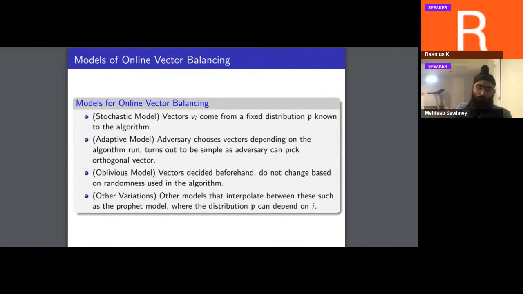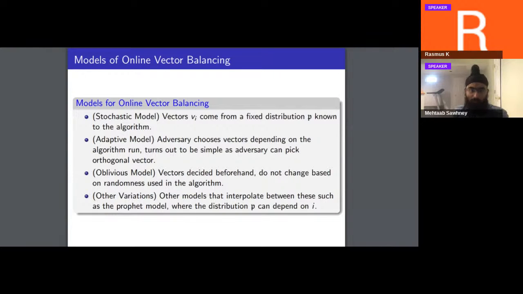And therefore, the most general model you can hope to work in is the oblivious model. Here, the adversary can't change their vector choices based on the signings that you've chosen. Instead, they can fix vectors v1 through vt beforehand. There's no guarantee that these vectors come from some fixed distribution, but they're fixed beforehand and just revealed to you one at a time. In particular, these vectors do not change based on the randomness of your algorithm.